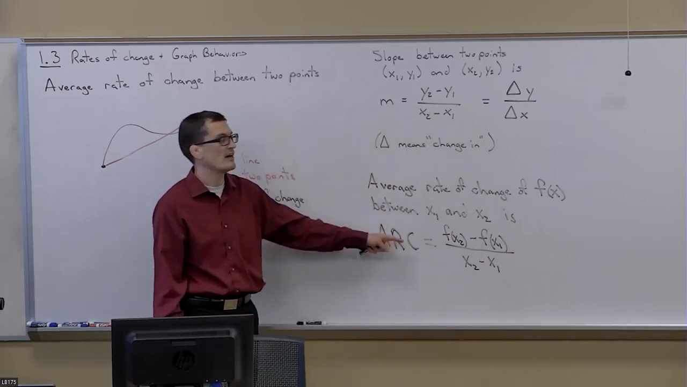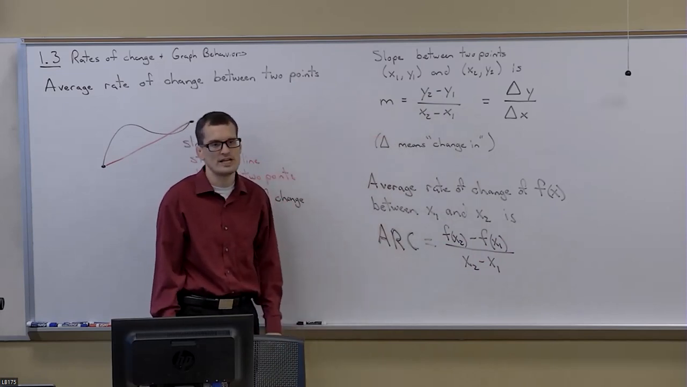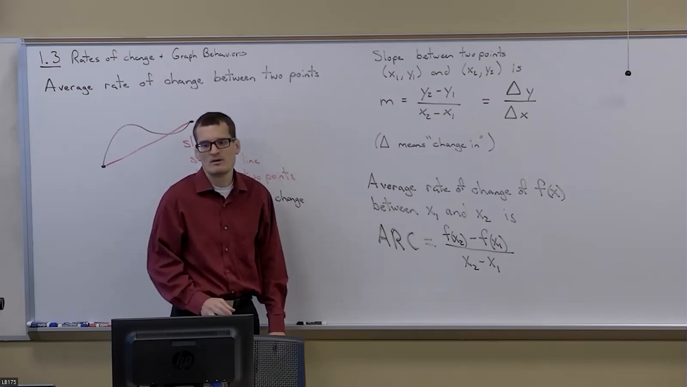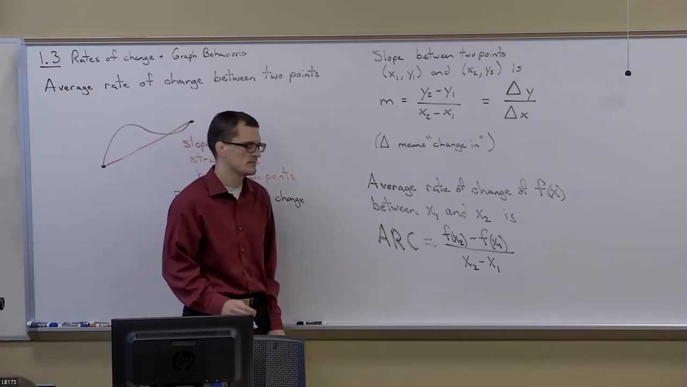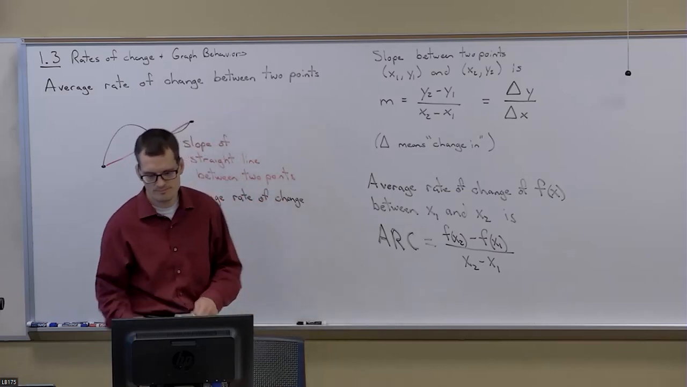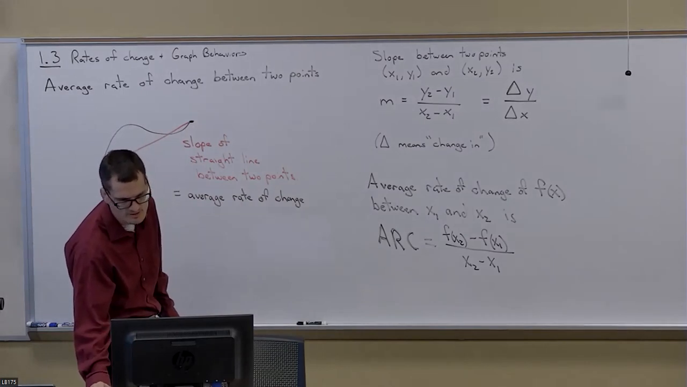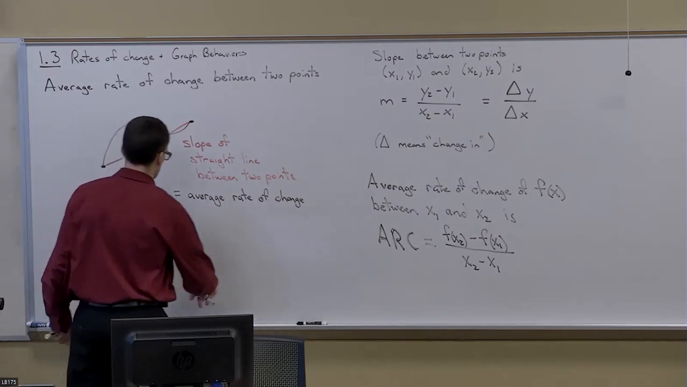By the way, because of this, both with the slope and with the average rate of change, we don't let the X values be the same, right? Because we don't want to divide by zero. I'm not going to write that down, but that's fairly commonsensical. Can't let the X values be the same when we're dealing with average rate of change.